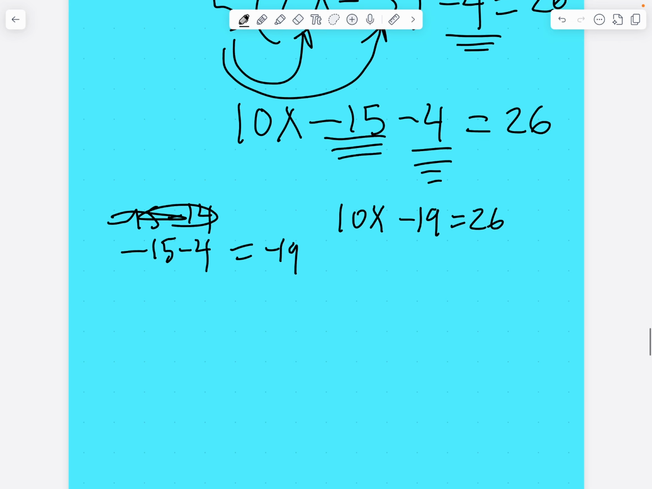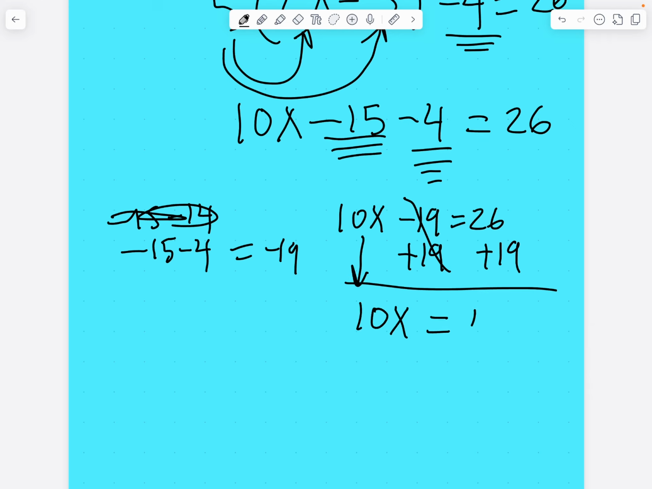I'm going to say to myself, how do I get x alone? Well, I would like to get rid of this negative 19. I want it all on the other side of the equal sign. So I'm going to add 19 on both sides, because I know if I owe someone $19, I need $19 to be at 0, to not owe anybody any more money. So that cancels out. Negative 19 plus 19, 0. I'm going to bring this guy down. I have 10x is equal to 45.